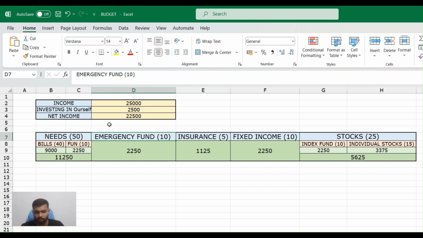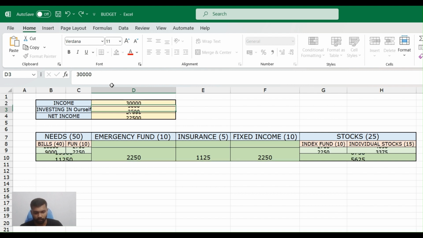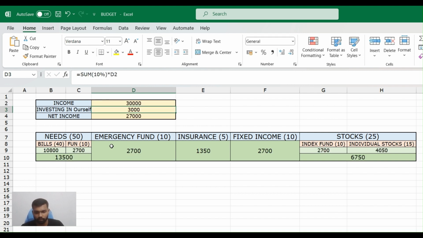Okay, in the next 10%, we are going to invest in an emergency fund, 5% in insurance, 10% in fixed income, and 25% in a stock portfolio. Now let us see, if we are getting 30,000 income per month, then it will look like this. The problem is that we are relying on our income only.